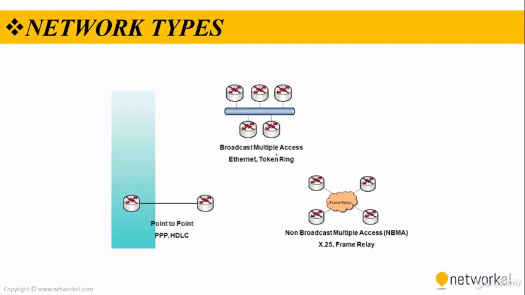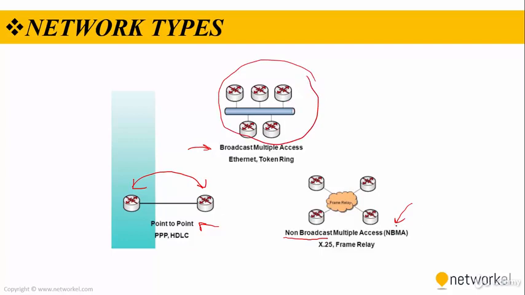And lastly, we're going to talk about the network types. We have 3 network types, as you can see, and they are point-to-point, broadcast multiple access, and non-broadcast multiple access, which is known as NBMA. Point-to-point is a network that is connecting 2 routers to each other. Broadcast multiple access is a network that can connect multiple routers with the availability of broadcasting.